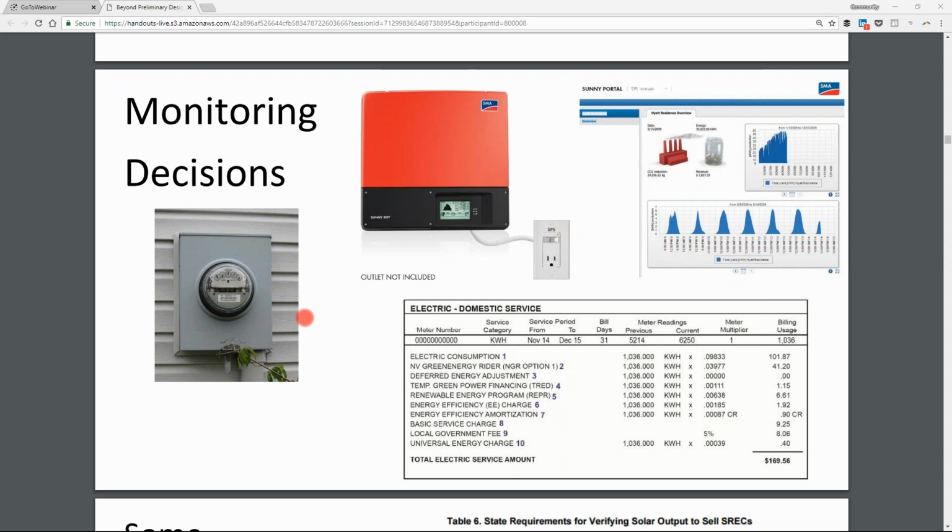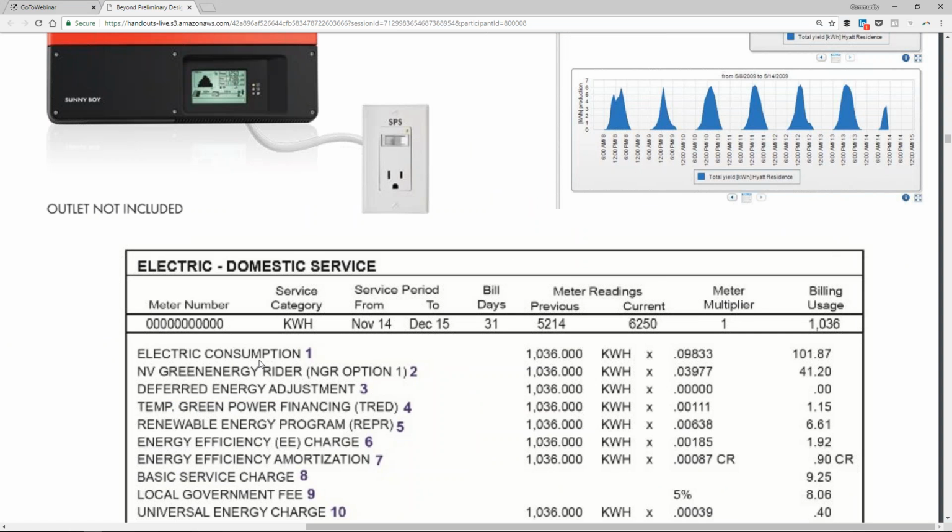But for documenting a renewable energy credit, what is actually needed? Well, really, all that's needed is a receipt. So here we have an electric bill from Nevada, and we see that their consumption is 1,036 kilowatt hours.